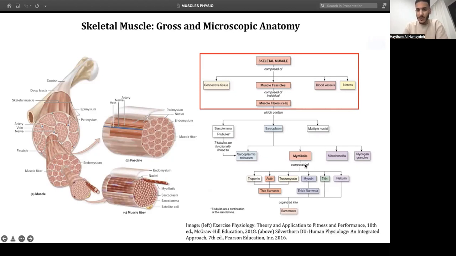Myofibrils are composed of many things here: the troponin molecules, the actin filaments, which are the thin filaments, the tropomyosin, the myosin itself, titin, which is a structural support molecule, and nebulin. Myosin here is the thick filament. All of those things are organized into sarcomeres, and I'll show you in the future what I mean here.